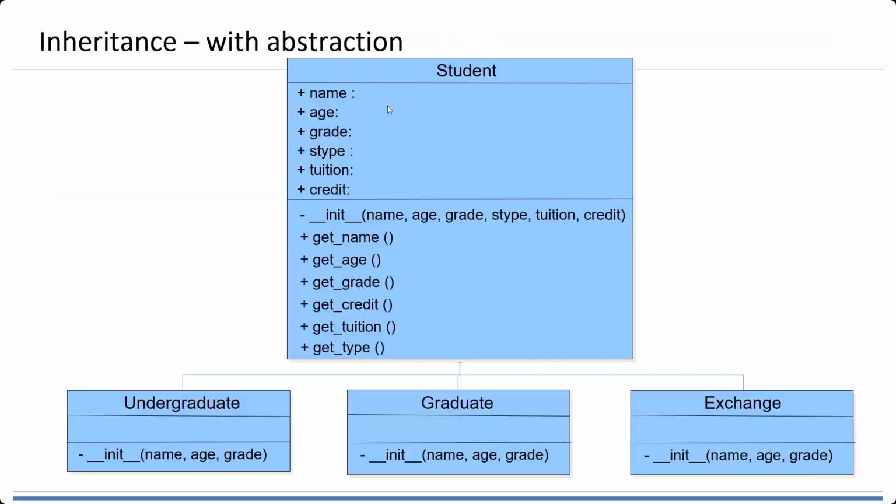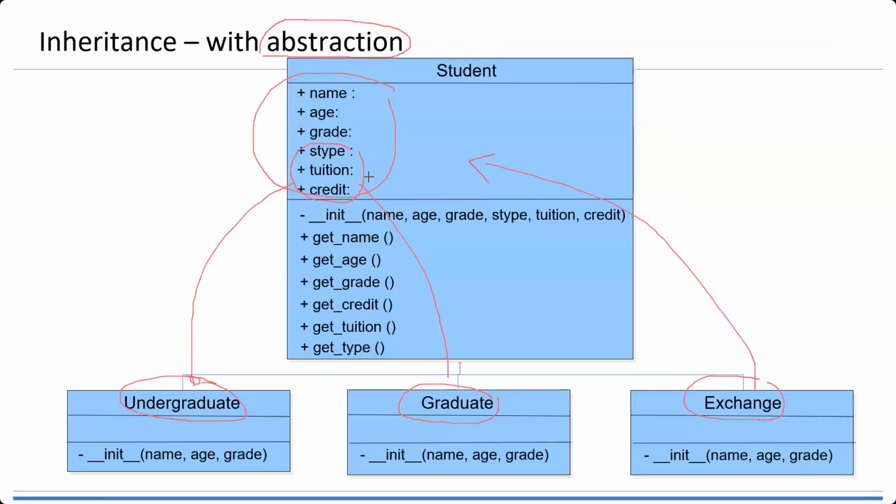So here all the data are in the superclass. The data in the undergrad, the data in the graduate, the data in the exchange will follow the data in the student. So we call this the abstraction. Each of these data will be based on the particular class, and we can do the definition later.